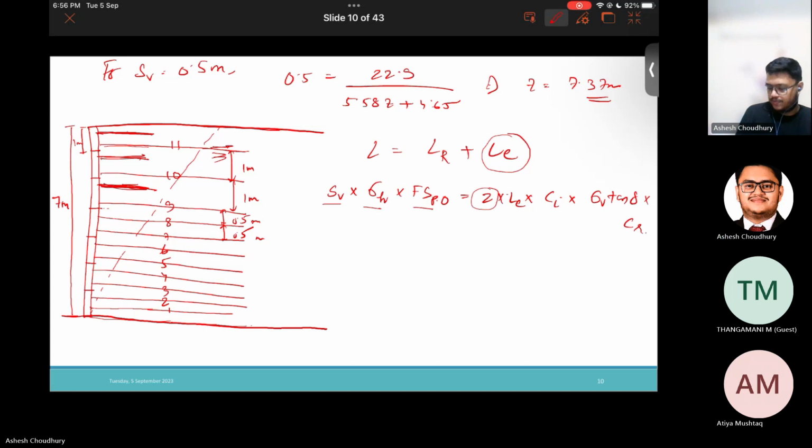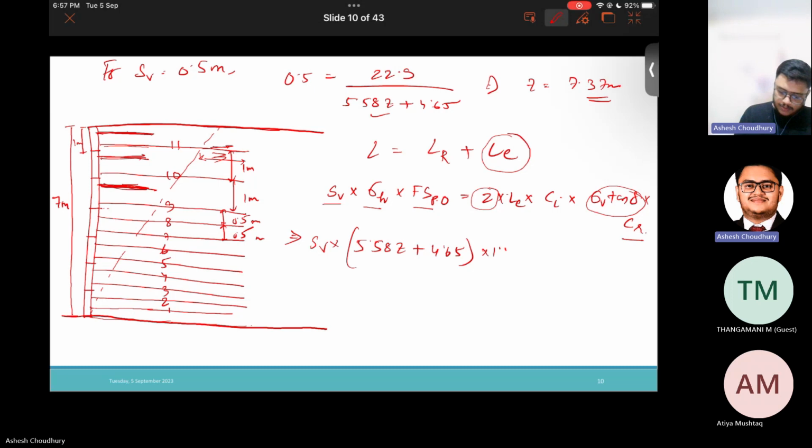Hence 2 times LE, where LE is the embedment length, times the interaction coefficient, times the coverage ratio, times the vertical load times tan delta, which will give the horizontal load, the horizontal pressure. So now let us write this again. SV, what is sigma h? Sigma h is this expression, 5.58 Z plus 4.65.